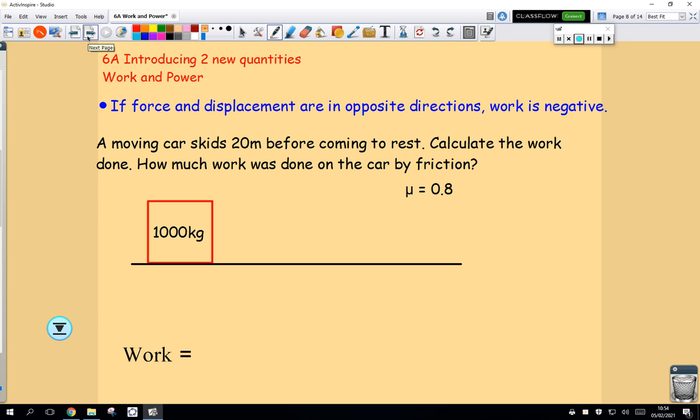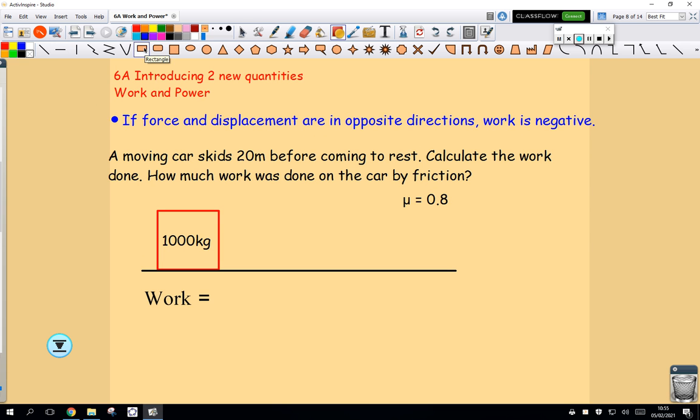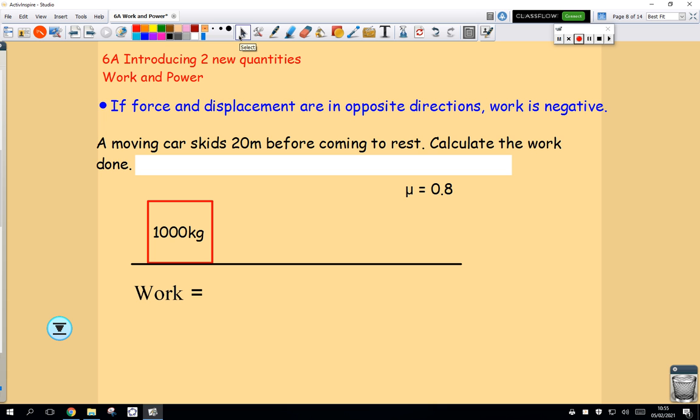A moving car skids 20 meters before coming to rest. Calculate the work done. How much work was done on the car by friction? Let's just calculate the work done. Actually, I'm going to just ignore that second part. So a moving car skids 20 meters, coming to rest. Calculate the work done.